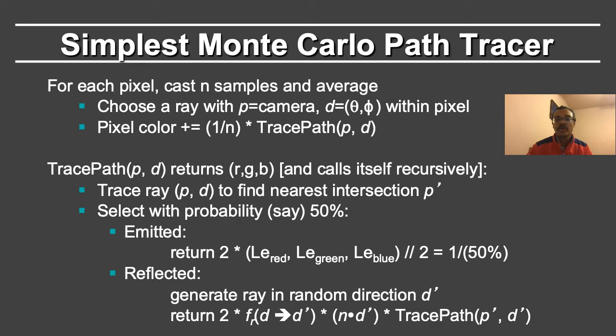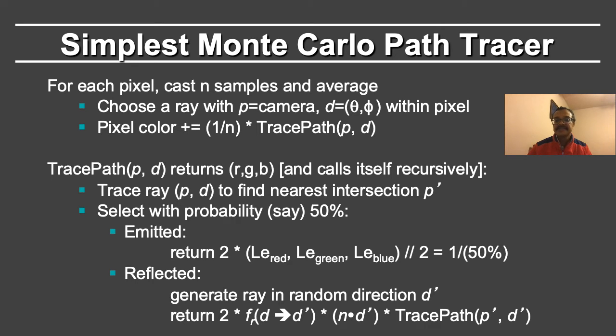You're averaging or normalizing by the n samples you trace through that pixel. And error can be controlled simply by increasing the number of samples through the pixel. The trace path function returns an RGB value, a radiance value, and it calls itself recursively. So first it traces a ray from the point P, direction D, to find the nearest intersection P prime. This applies both to primary rays and secondary rays to handle interreflections and global illumination.